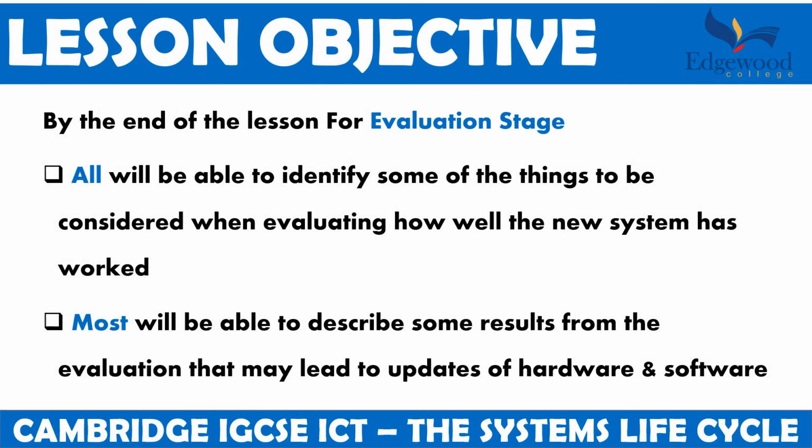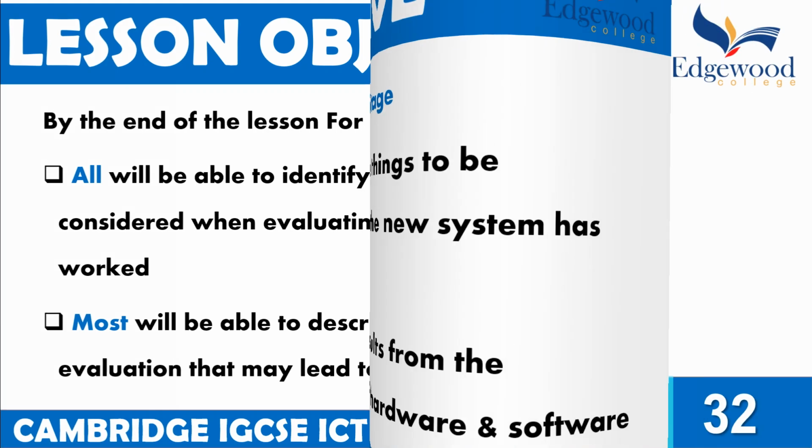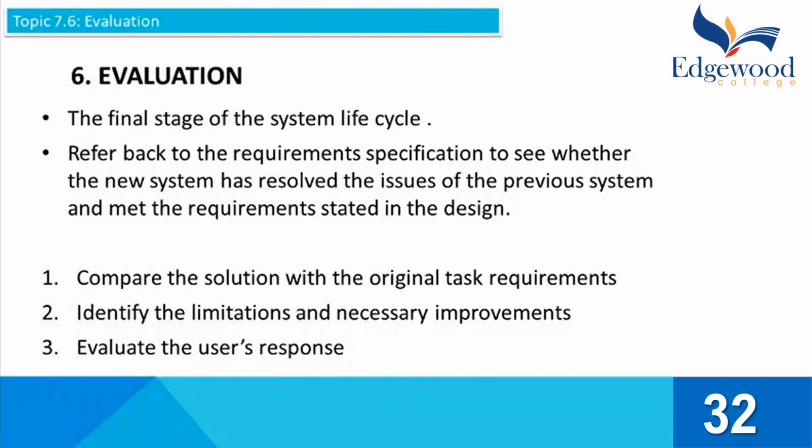In the last stage, we look at the evaluation stage. In the evaluation stage, we are looking at the lesson objective: how we'll be able to identify some of the things to be considered when evaluating how well the new system has worked. Okay? We'll be able to describe some results from the evaluations that may lead to updates of hardware and software. So we're going to look at that right away.